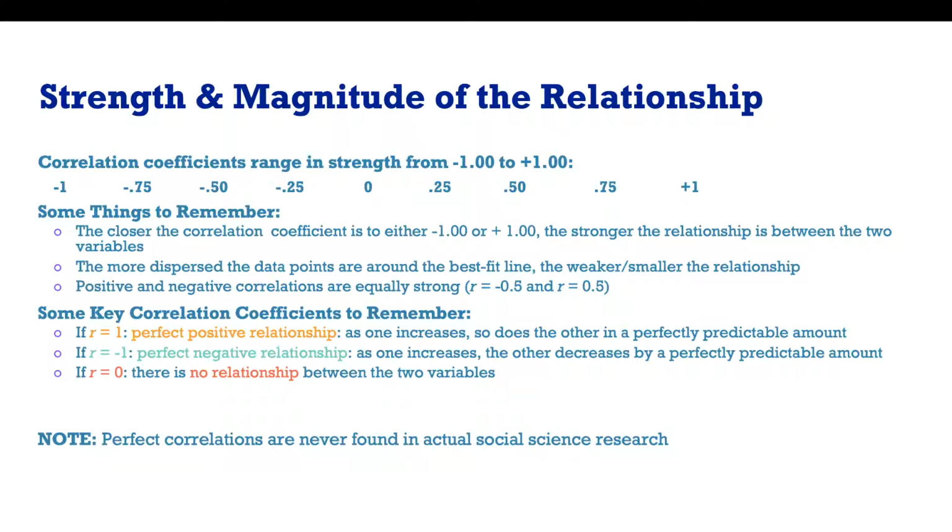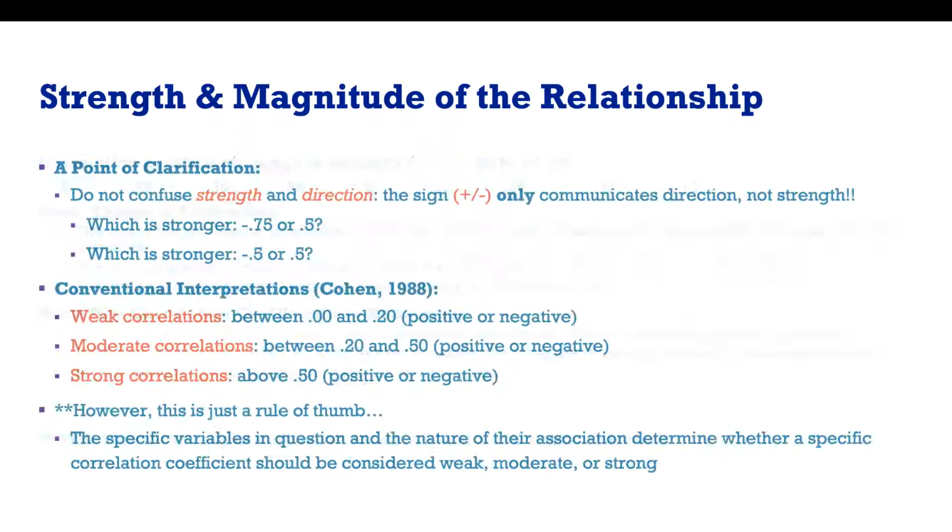Okay? In social science, we almost never have perfect correlations. Do not confuse strength and direction. The signs, plus or minus, only communicate the direction, not the strength. So of these two, a -0.75 or a 0.5, which is stronger? The -0.75 is stronger because it's closer to 1, negative or positive, the absolute value of 1. Which is stronger, -0.5 or 0.5? Neither. They're the exact same strength in that relationship.